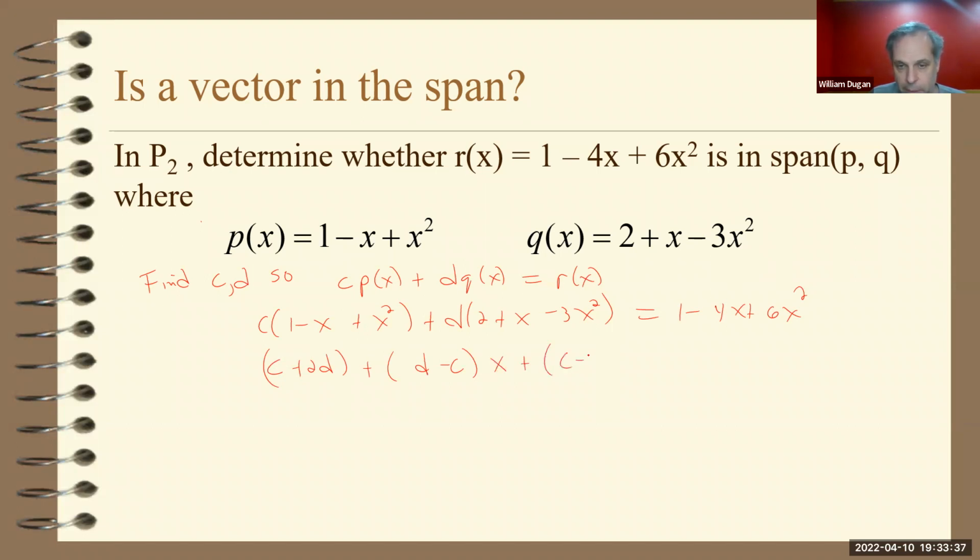I'd have C minus 3D, that has to equal times x squared. That has to equal 1 minus 4x plus 6x squared. Well, if these 2 polynomials are equal, from what you learned, polynomials are uniquely described by their coefficients. This means instantly that 1 plus 2D has to equal 1. That means negative C plus D has to equal negative 4. You have also that C minus 3D has to equal 6.